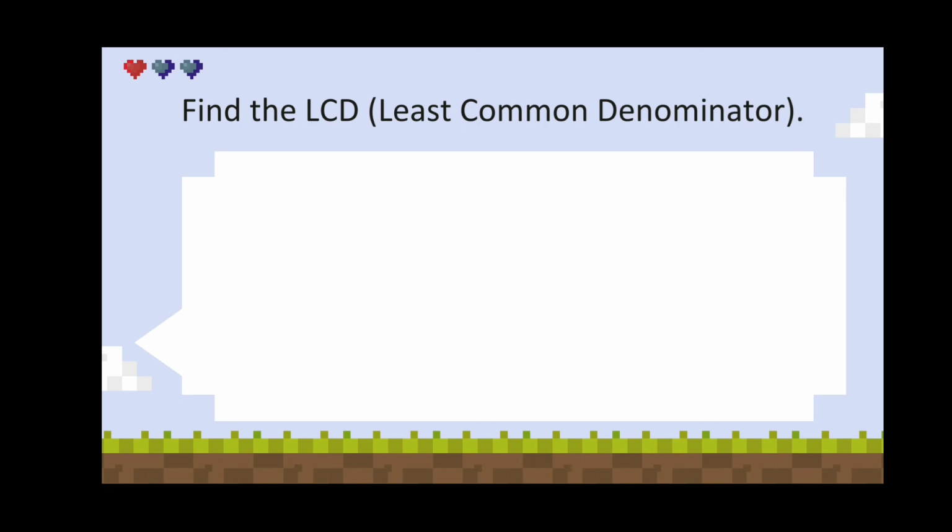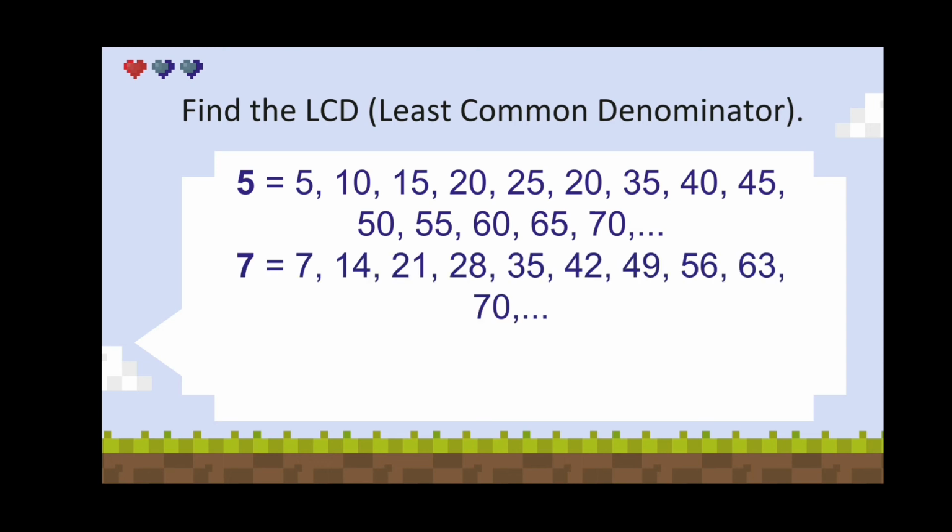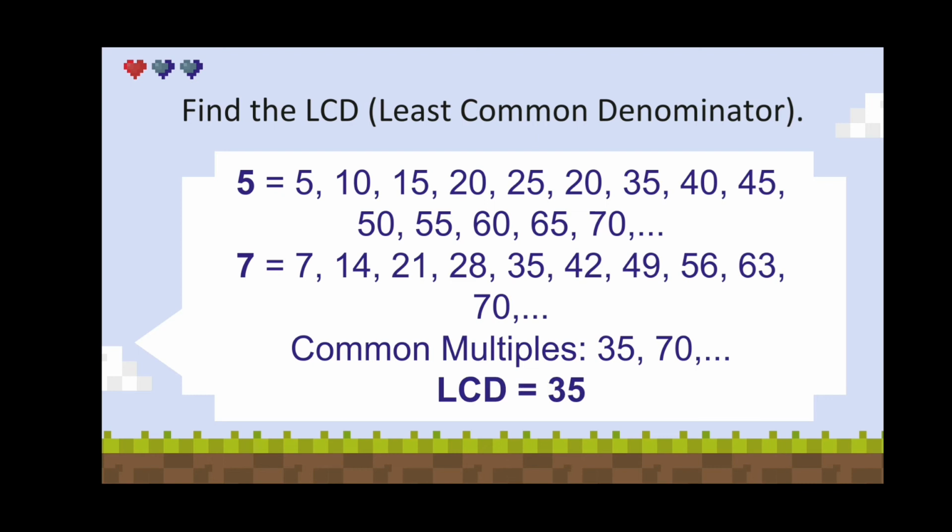So, ibig sabihin, hahanapin natin ang multiples ng ating given denominators. And then, we're going to identify the common multiples and then identify which one is the least. So, ang multiples ng ating denominators ay, so for 5, these are the following multiples. And for 7, eto naman. Now, what are the common multiples? So, the common multiples are 35 and 70 and so on. Now, which one is the least? So, ang least dyan ay 35. Therefore, that is our LCM or LCD.